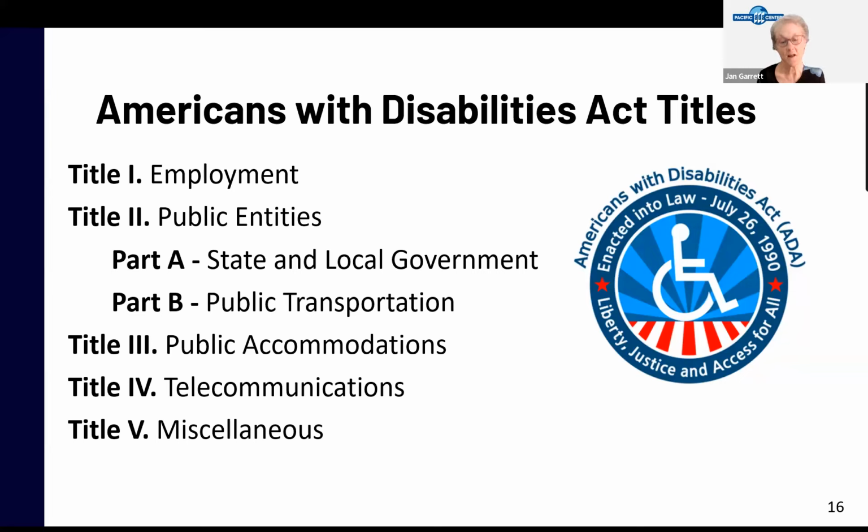Title IV is telecommunications, which mostly deals with how people who have hearing disabilities and/or speech disabilities can communicate by phone with others, and that they can access the 911 systems for emergency calling. And then Title V is miscellaneous. It contains a lot of different provisions, but it includes sections that say that you cannot retaliate against somebody for asserting their rights under the ADA.